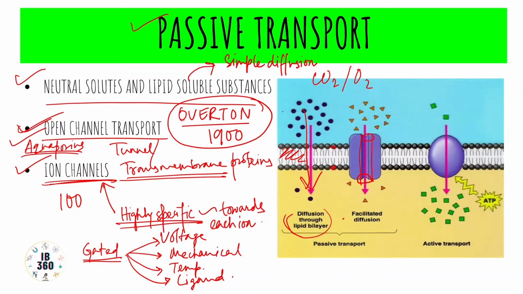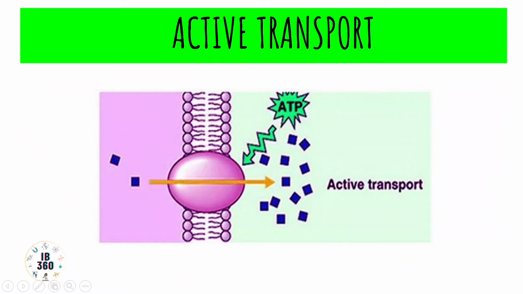Comes ion channels, which are highly specific. More than 100 ion channels have been already discovered, and they are specific towards each ion. And depending upon the stimuli which are required for opening gates, they can be voltage gated, mechanical gated, temperature gated, or ligand gated. Now comes active transport.